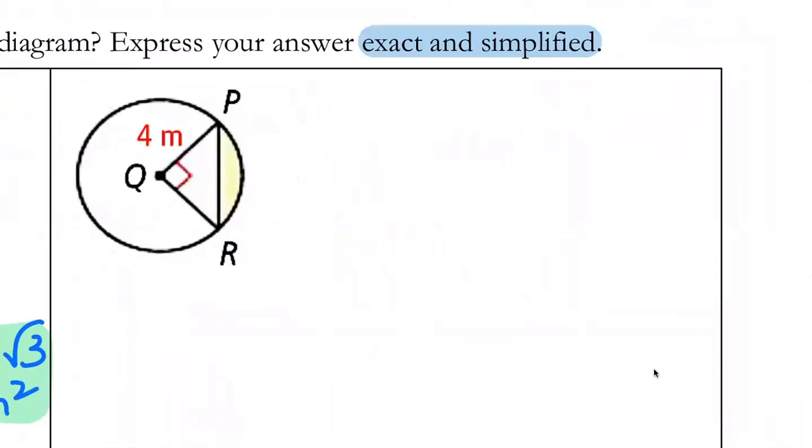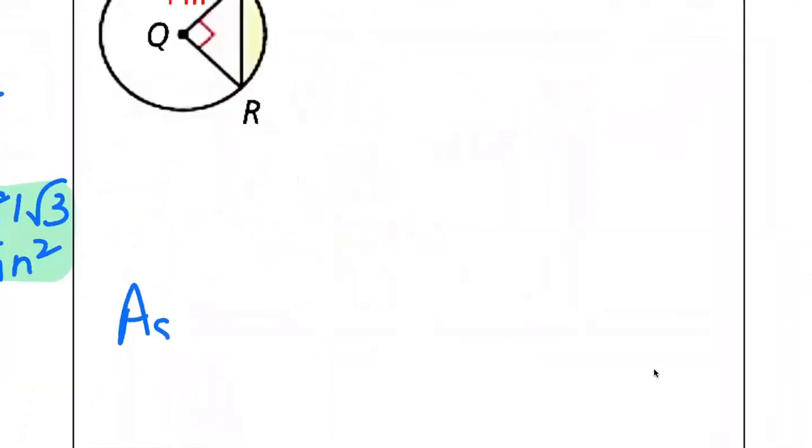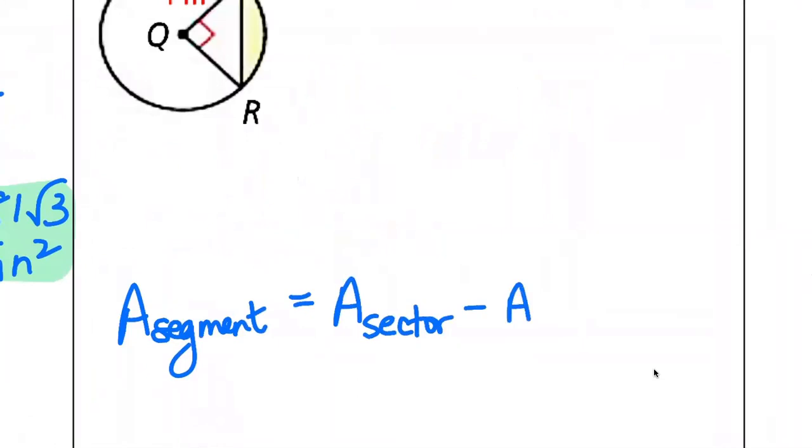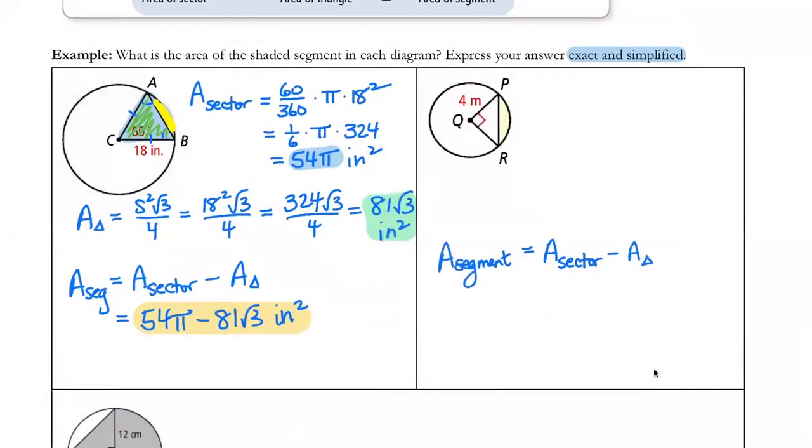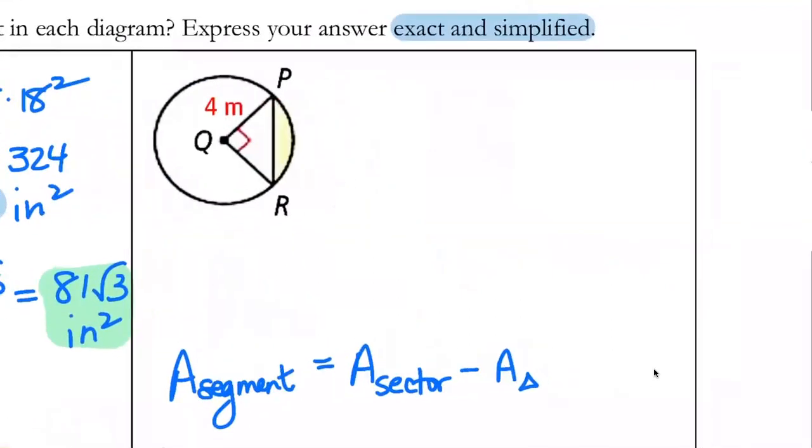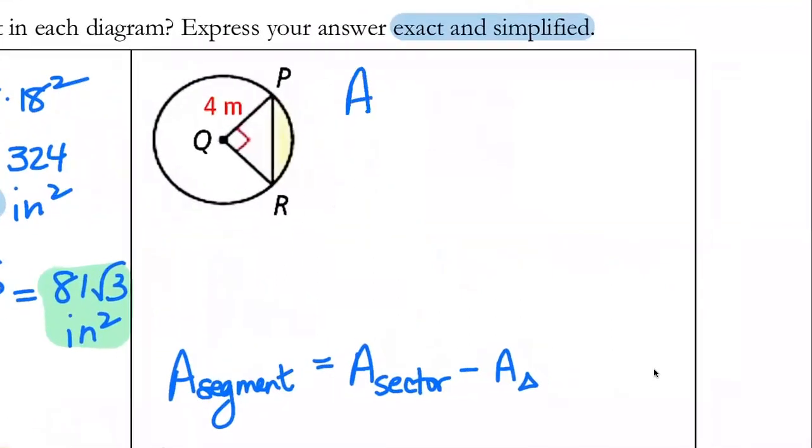Okay, so again, the area of the segment, which is the little slice of the circle, is equal to the area of the sector minus the area of the triangle. Okay, so the area of the sector, and that's the slice of pizza.